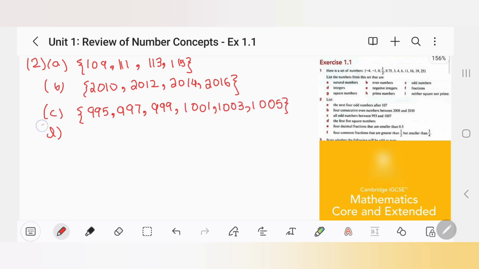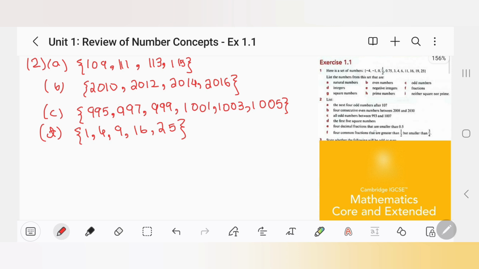Okay, now D part. Let's do it quickly. In D part, we have to do the first 5 squared numbers. So we know this list very well. So 1 1s are 1, 2 2s are 4, 3 3s are 9, 4 4s are 16, 5 5s are 25. So these are the first 5 squared numbers. Okay, then we have E.